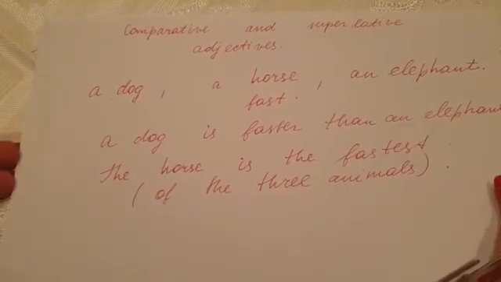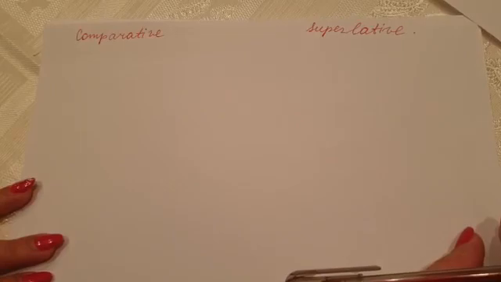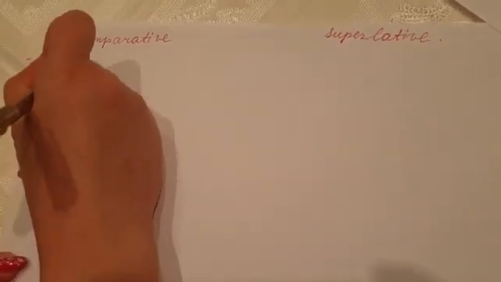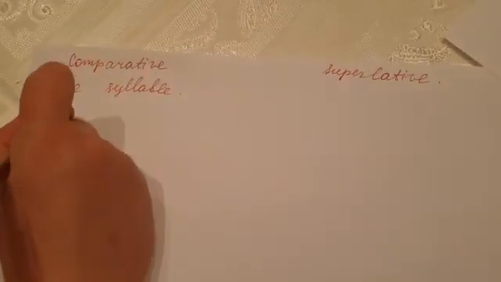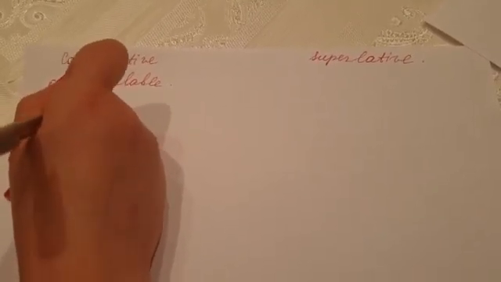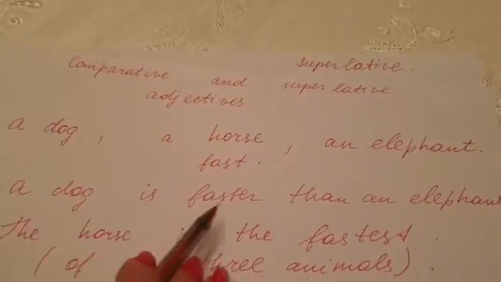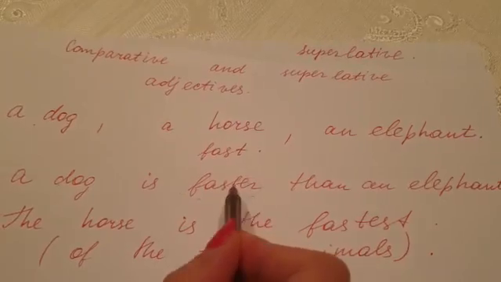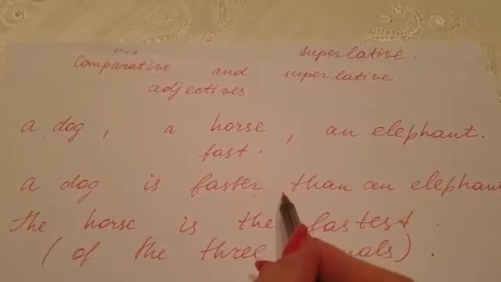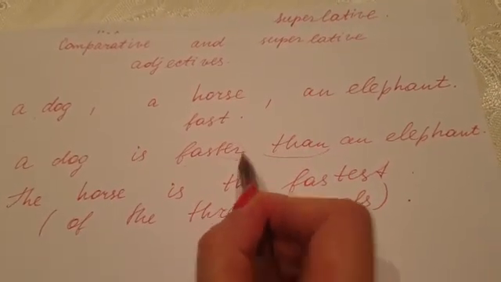Now we must learn how we can make comparative and superlative degrees. If the adjective has one syllable, such as fast, in comparative degree we add the ending er. As in this example, a dog is faster than an elephant. Fast has one syllable, that's why we add the ending er. But it is also important to use than after a comparative adjective.